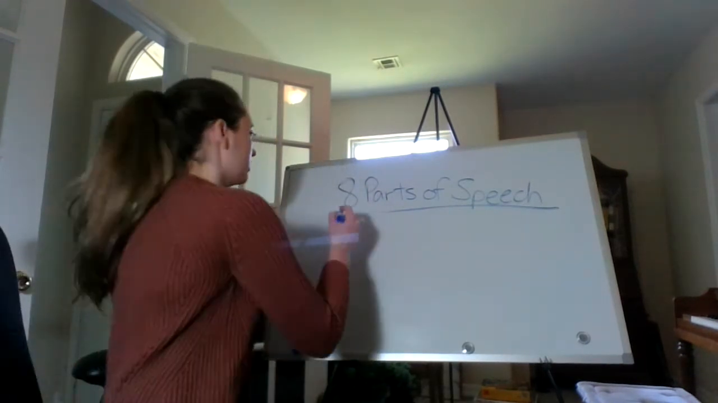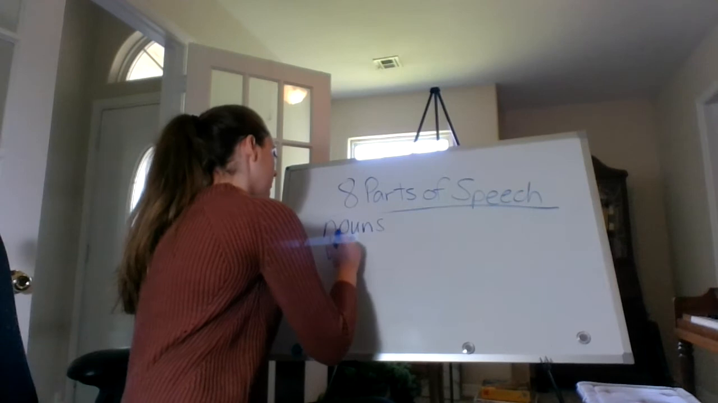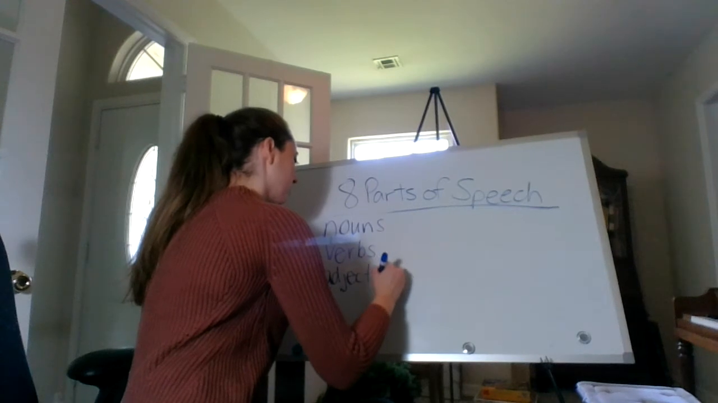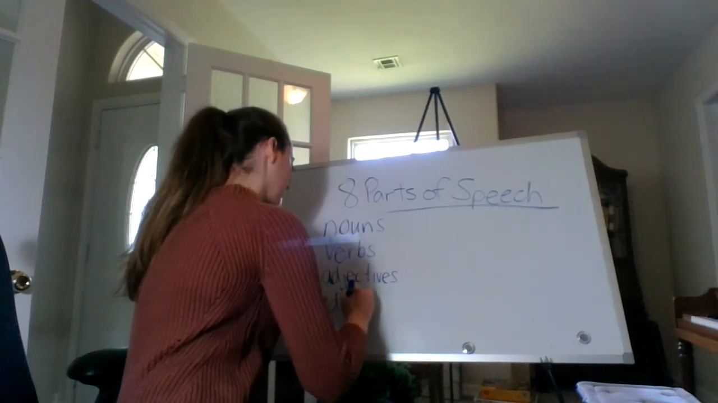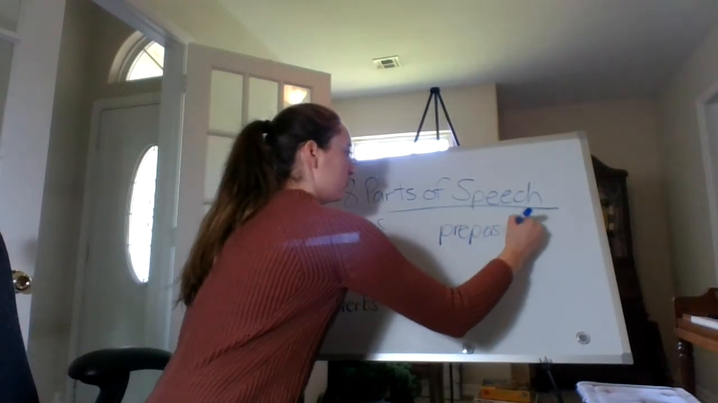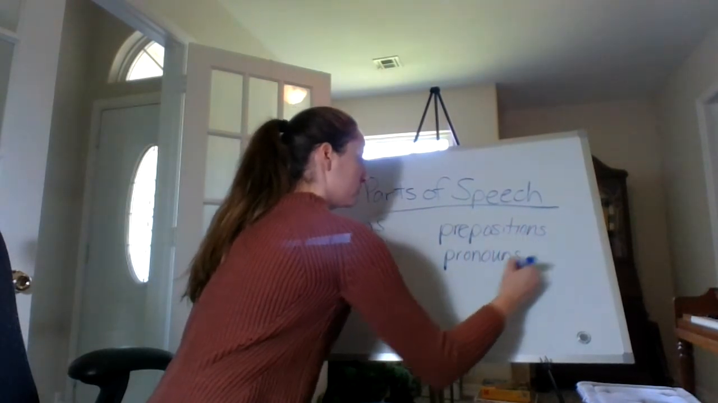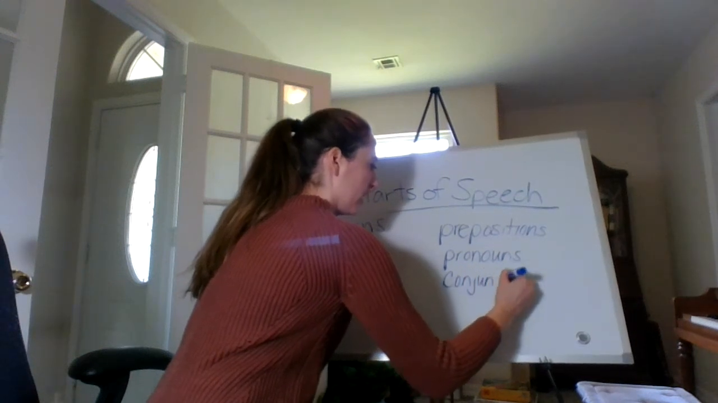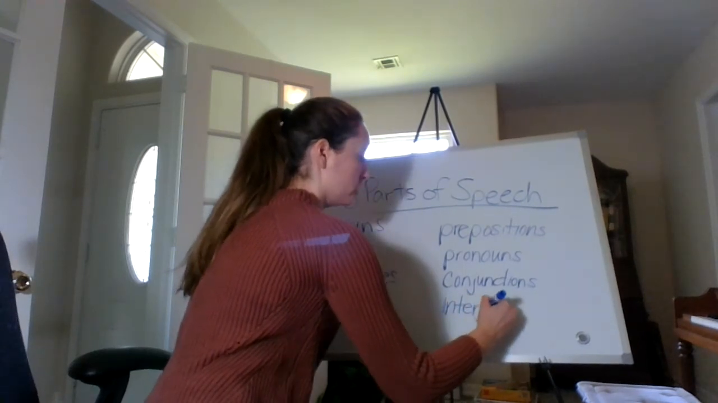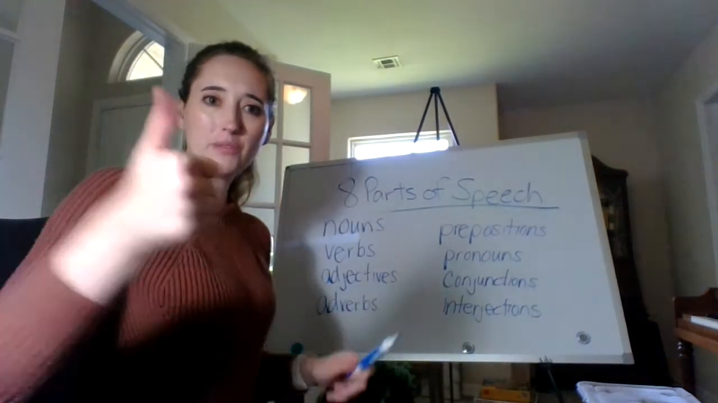Okay, let's go over the answers. The 8 parts of speech are classes of words with the same kind of meaning and use. They are nouns, verbs, adjectives, adverbs, prepositions, pronouns, conjunctions, and interjections. These are the 8 parts of speech, classes of words with the same kind of meaning and use. Who got them all right?